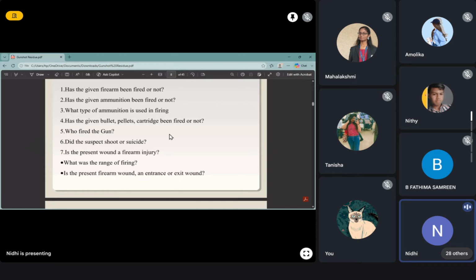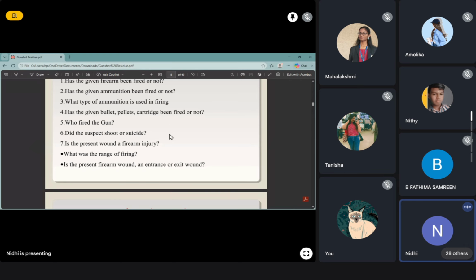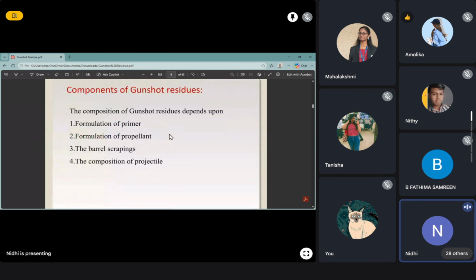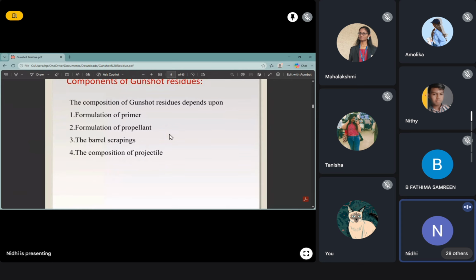Then, is the present wound an entry or exit wound? We talked about entrance and exit wounds yesterday. The entrance wound is smaller in comparison to the exit wound, so that's the same thing we will be determining here. Then come the components of gunshot residue. The composition of gunshot residue depends upon the formulation of the primer, the formulation of the propellants, and the barrel scraping of the metal. I talked about the washing effect because of the heat. The particles from the barrel chip off because of the heat effect, and they will also be part of the gunshot residue.